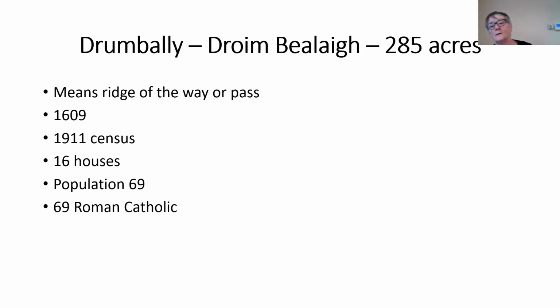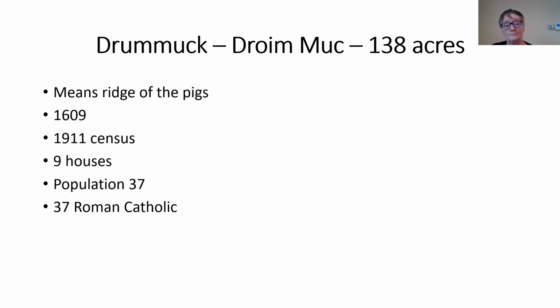Drumbally, 285 acres, and it means the ridge of the way or the pass. On the maps in 1609, and in the 1911 census, it had 16 houses with a population of 69, and all of that population in that townland were Roman Catholic.